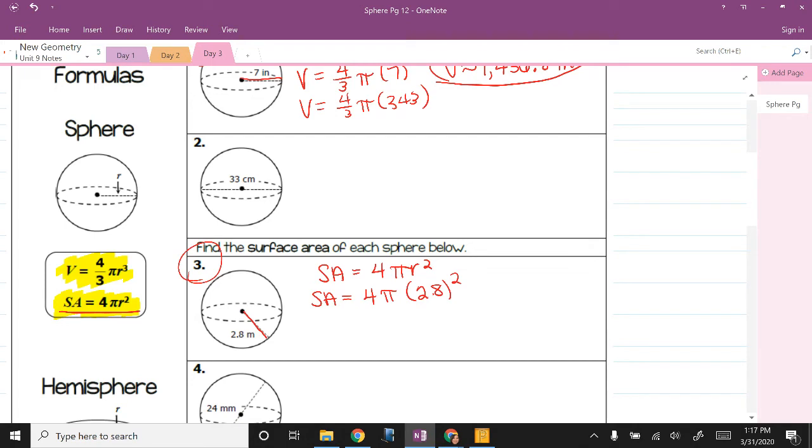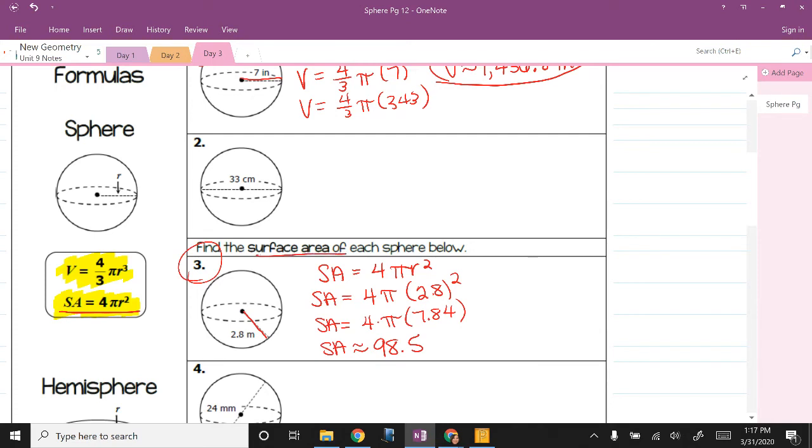So order of operations tells me I need to square my 2.8 first. And I'm getting 7.84 when I do that. So my surface area is 4 times pi times 7.84. So I'm going to use my calculator. And I'm going to type in 7.84 times 4 times pi. And I'm getting the surface area is approximately 98.5. And this is surface area.